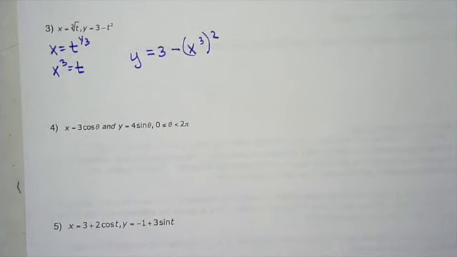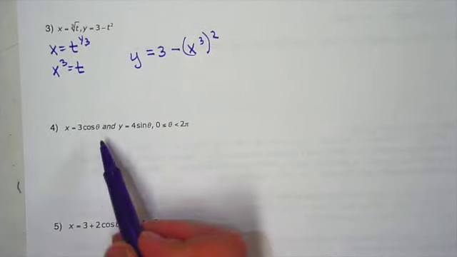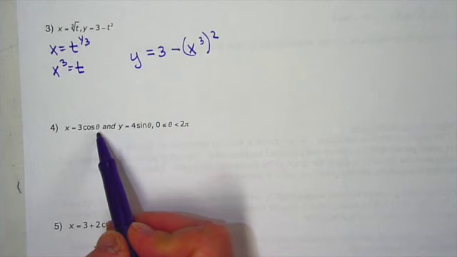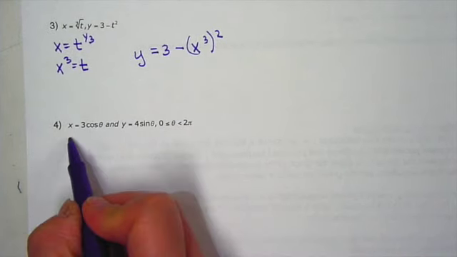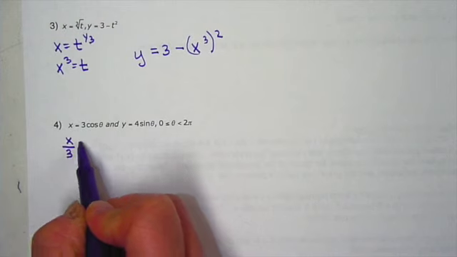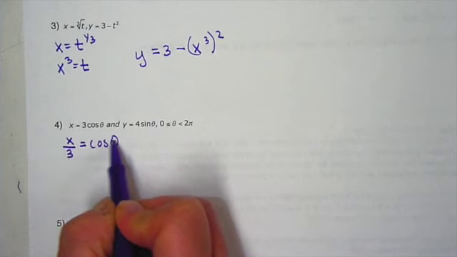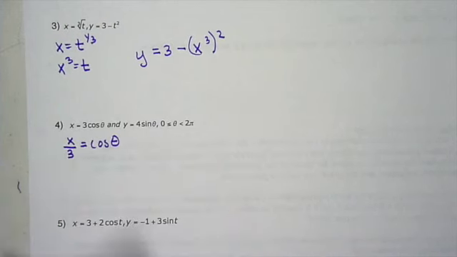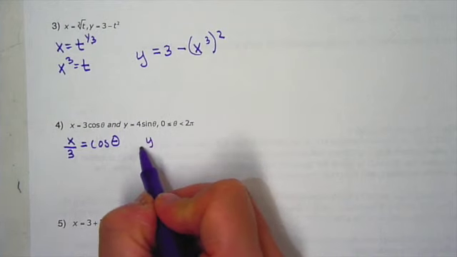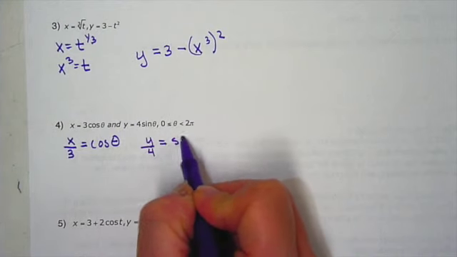Okay. The sine and the cosine ones are going to be a little bit different. It just happens instead of t, your third parameter is theta. So you're not going to go ahead and actually solve for theta, but you're going to solve for cosine and sine. So x over 3 is cosine, and y over 4 is sine.